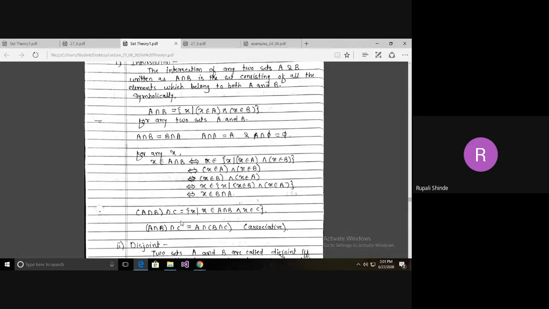So here we can say that this intersection operation is associative. Why? Because A intersection B intersection C, this is equivalent to A intersection B intersection C. So here we have changed just the brackets, so it satisfies the associative property. So take note of these two statements. You have to prove it. A intersection A is equals to A and A intersection phi is equals to phi. So can you tell me how we can prove these statements?